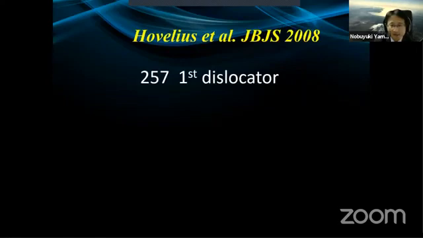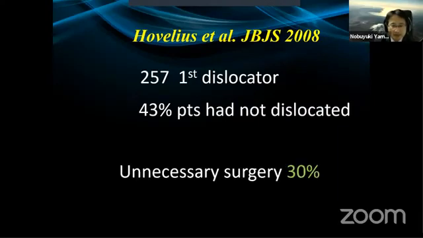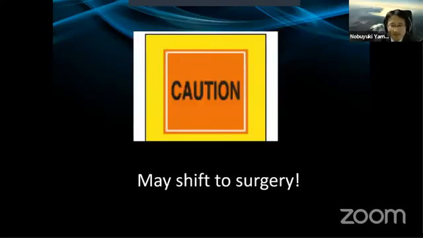There is a report warning of a recent trend by Hovelius. 257 first dislocators were managed with immobilization. 43% of patients had not dislocated again. He reported surgery will result in a rate of unnecessary operation of 30%. This study warned that the recent trend is shifting too much to surgery.